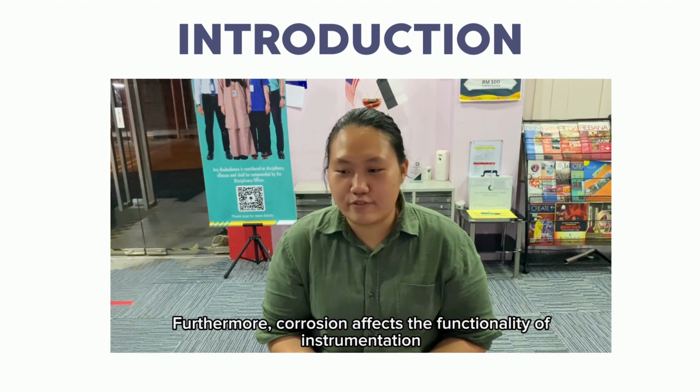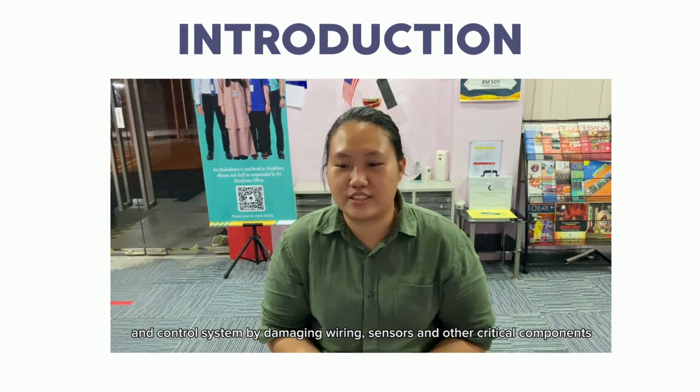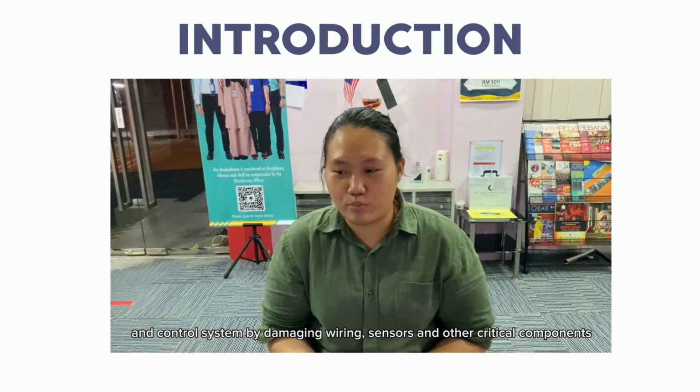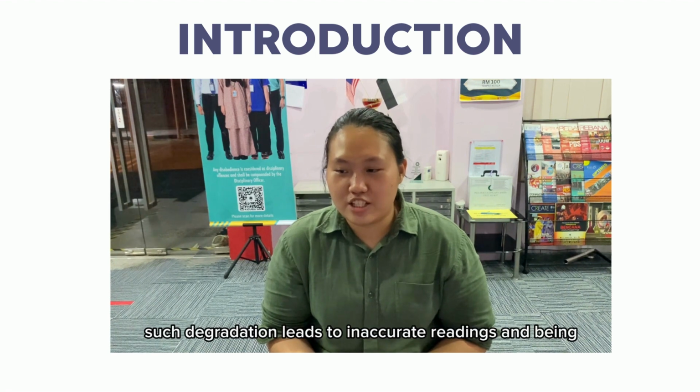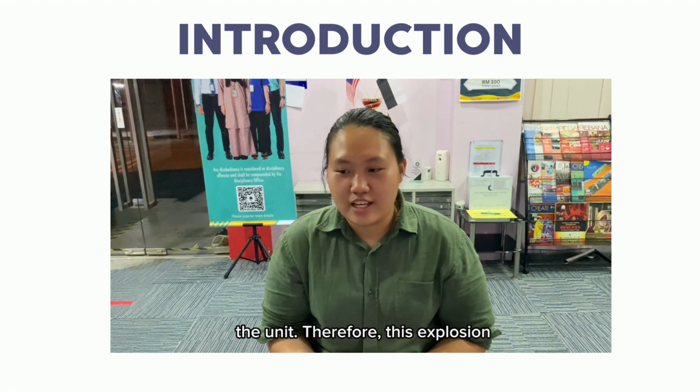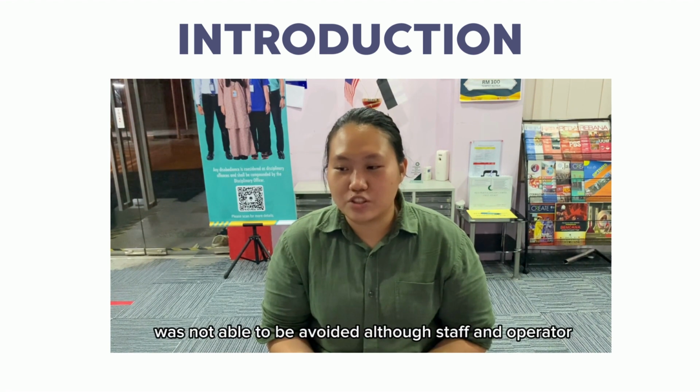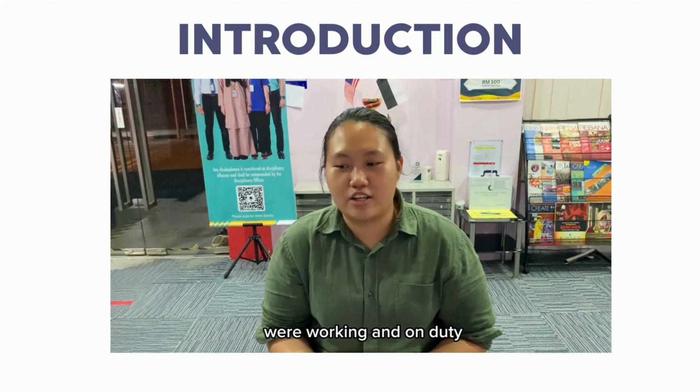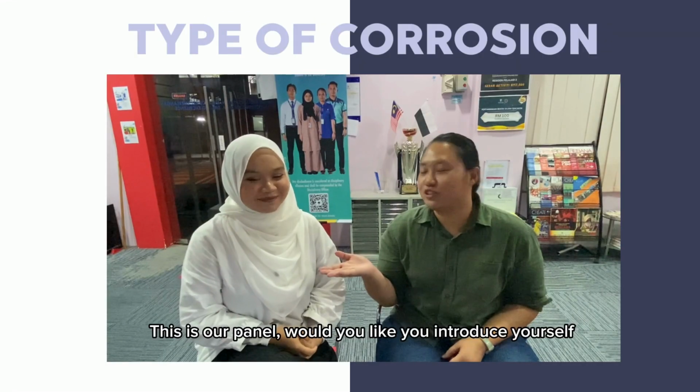Furthermore, corrosion affects the functionality of instrumentation and control systems by damaging wiring, sensors, and other critical components. Such degradation leads to inaccurate readings and being unaware of the true condition within the unit. Therefore, this explosion was not able to be avoided, although staff and operators were working and on duty at that time.